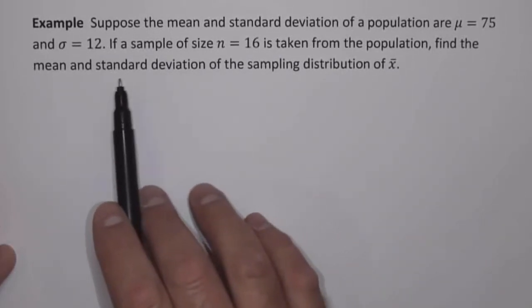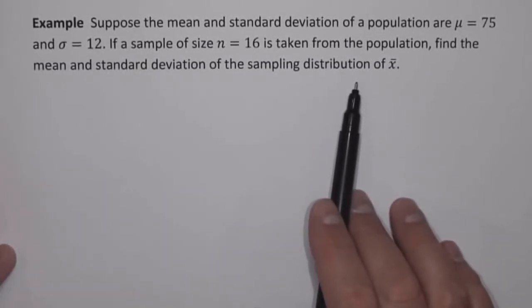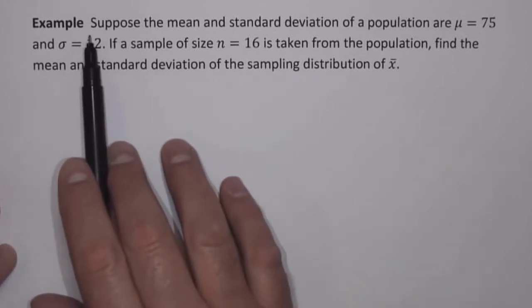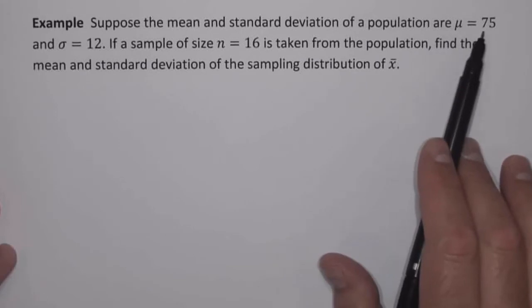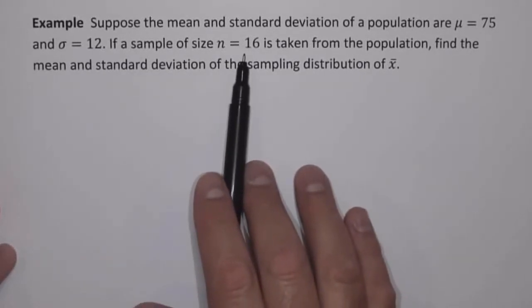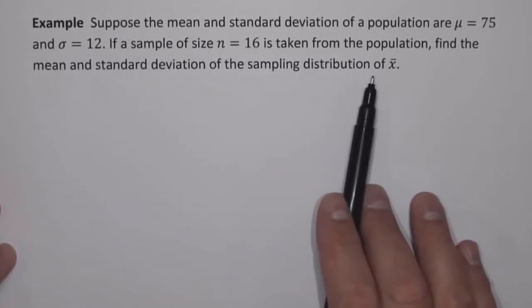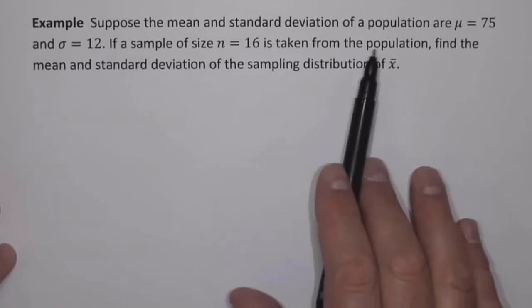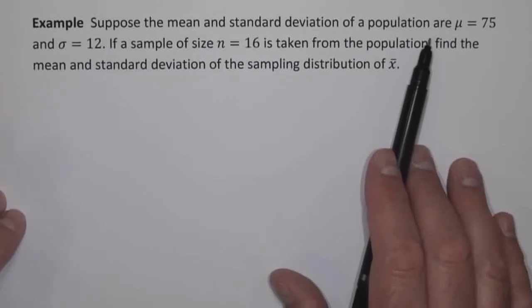Now the main thing that I want to make sure that you understand before we look at this example is that we're talking about two different things, okay? We have an underlying population that has a mean of 75 and a standard deviation of 12. And so we're going to take a sample of size 16 from that population, and we want to know what is the mean and the standard deviation of the sampling distribution. So the sampling distribution is not the same as the population distribution that underlies it, okay?